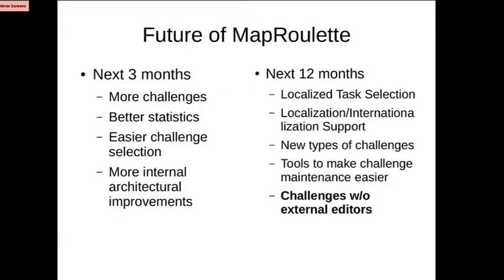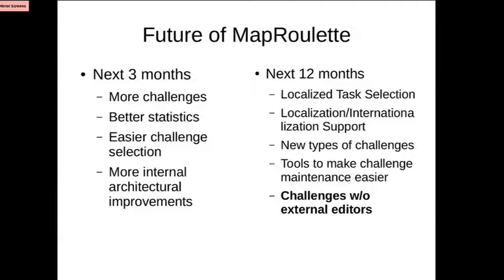So I want to talk a little bit about the future of MapRoulette in the next 3 months and the next 12 months. In the next 3 months, really, our focus is on getting more challenges. Our community is working very hard to solve the problems that we're giving them. So we want to give them more tasks, more challenges to work on. And we want to give them better statistics. We want to let the community know how they're doing. Are certain challenges more popular than others? How fast are we going, etc. We want to make challenge selection easier. Right now, it's just a list. But we want to make that a little more customized so that you can say, oh, I really like challenges from this area, I really like challenges from that area, etc.